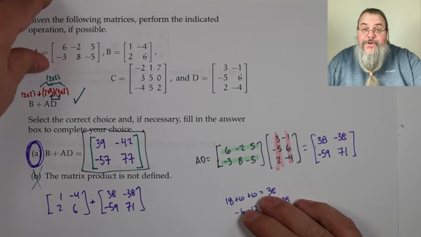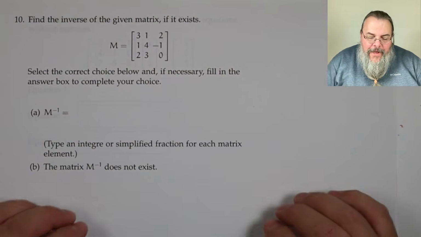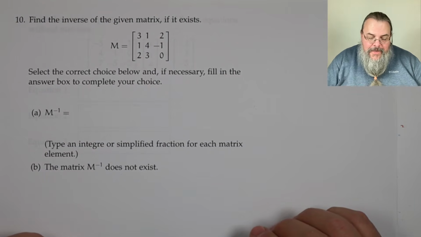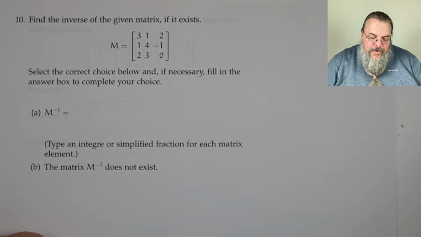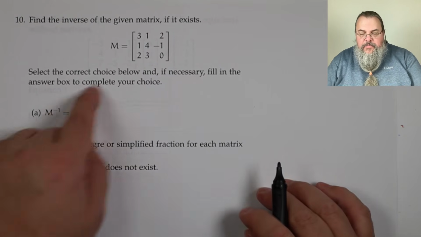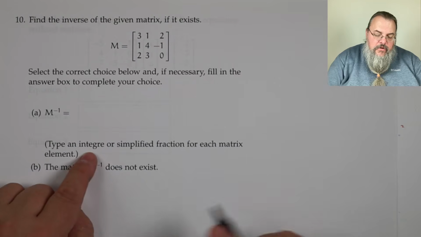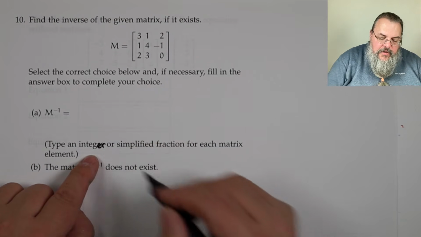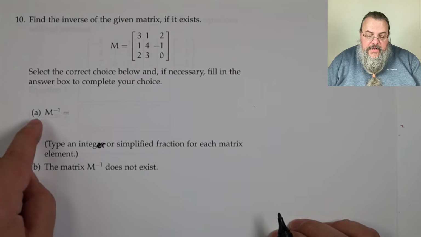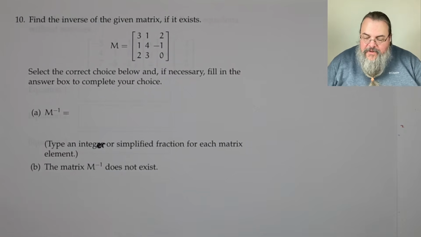All right, on to our next problem. Number 10. Find the inverse of the given matrix if it exists. Okay, and so we have select the correct choice below, and if necessary, fill in the answer box to complete your choice. There's a big box here, but I didn't have time to draw it. It says type an integral. I'm pretty sure they meant integer. Typo, sorry about that. Or a simplified fraction for each matrix element. So that's if the inverse exists, and B, the matrix inverse does not exist.